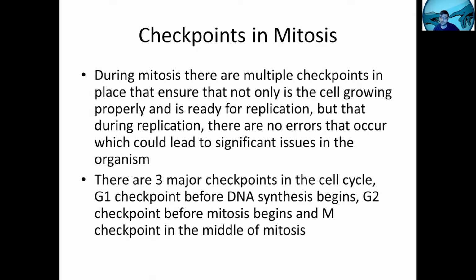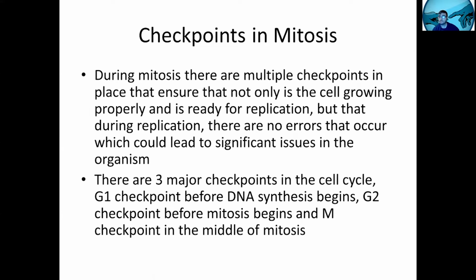So there are three major checkpoints in the cell cycle. There's the G1 checkpoint before DNA synthesis begins, and this one is just to make sure that the cell is growing properly, right? This is at the end of G1 going into DNA replication. This just makes sure that the cell is growing properly, everything's good with the cell inside, and it's ready to divide.